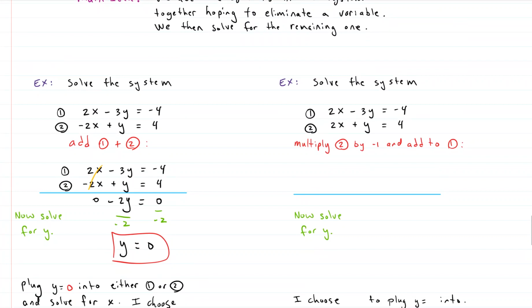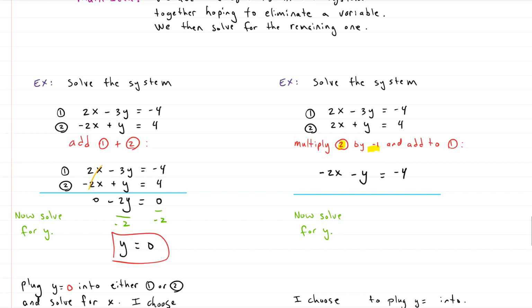On the right here, we have equation 1, equation 2. And if we want to get rid of a variable, let's try to get rid of the x's again. If we just multiply one of the equations by negative, then when we add them, the x's will fall out. So if we multiply equation 2 by -1 and then add it to equation 1, we should be good to go, right? So what is -1 times equation 2? That gives us -2x - y equals -4.